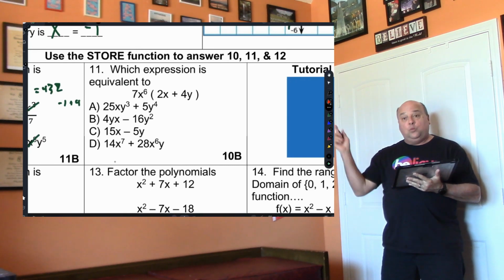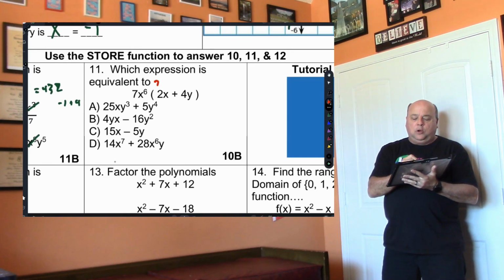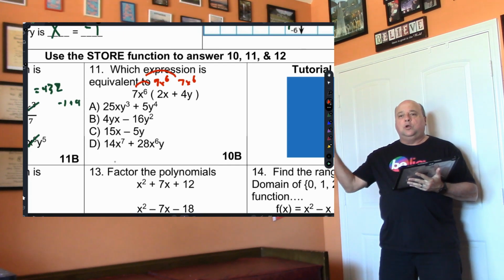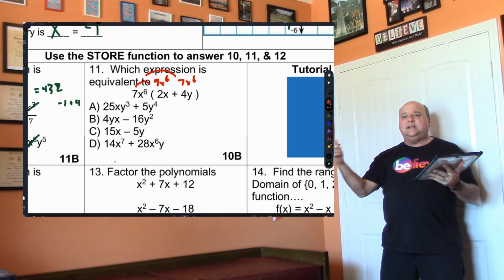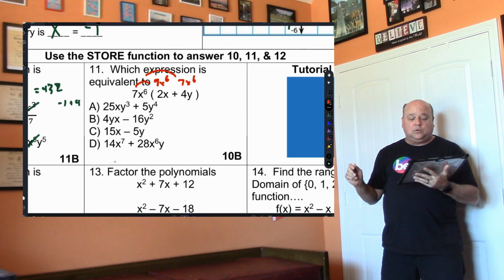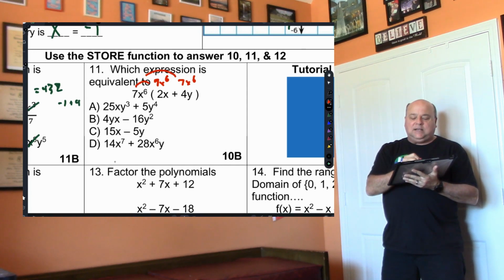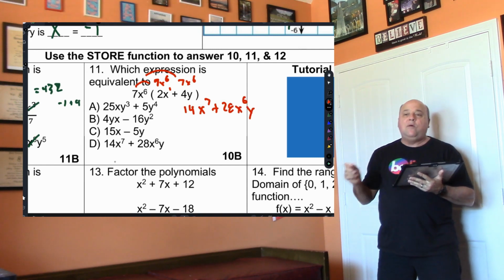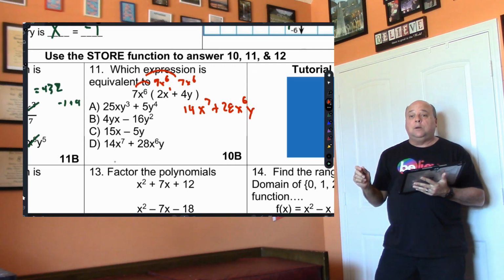Let's try to do this with our brains here. We're going to distribute 7x^6 to everything inside the parentheses. Now let's multiply. 7 times 2 is 14. My letter is x, and 1 plus 6 is 7. Plus 7 times 4 is 28, and I have an exponent x, and my letter is y. That's what's going to happen if you were to multiply.